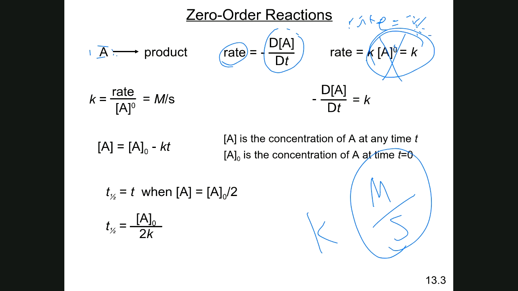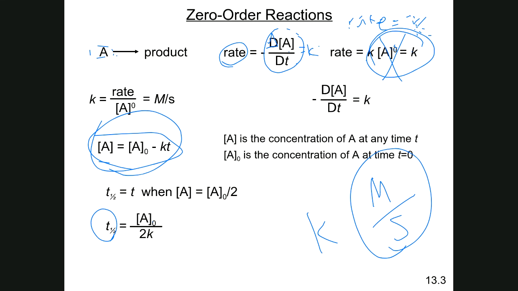And you also have the equation for zero order reaction simplified. If you make these two equal and then rearrange it, basically delta A, the concentration of A, is K delta T, and then you rearrange it in order to get it simplified. Half time is going to be the concentration of A at time zero over 2K.